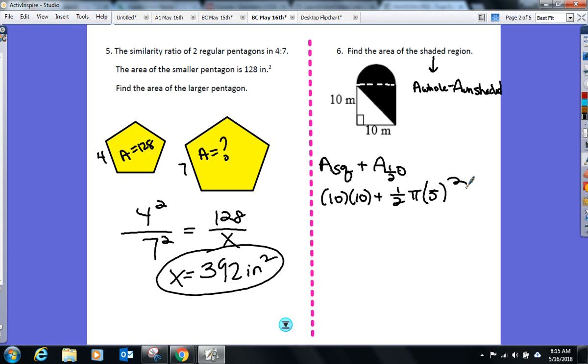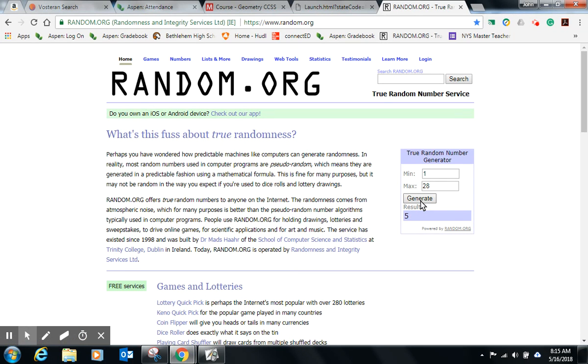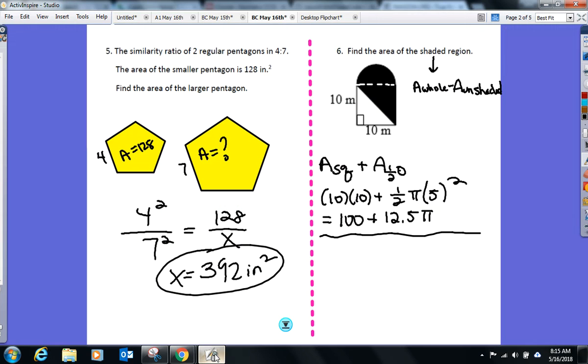Everyone all right? Going too fast? You'll find that value, which I'm just going to leave as 100 plus 12.5 pi. And how about the unshaded part? Here you go, 5. What's the unshaded part? What figure? Area formula for a triangle? 1/2 base times height. And it is a right triangle, so what are the base and the height here? Legs, which are 10 and 10. Area of the unshaded, 50.